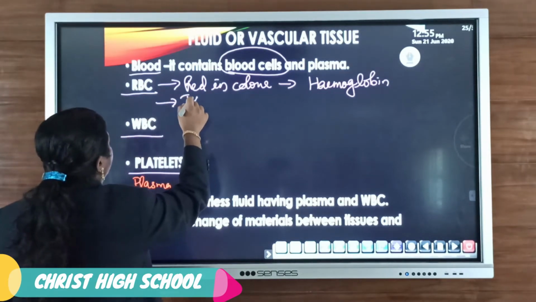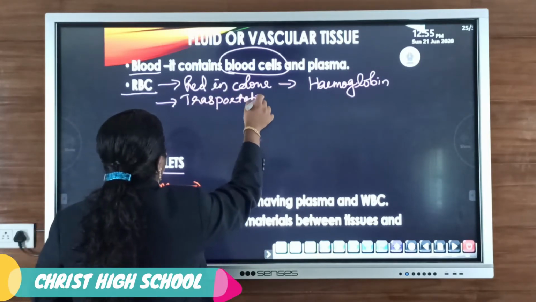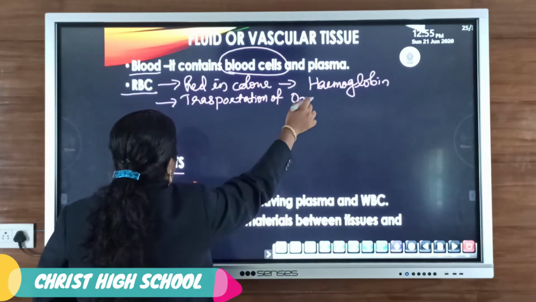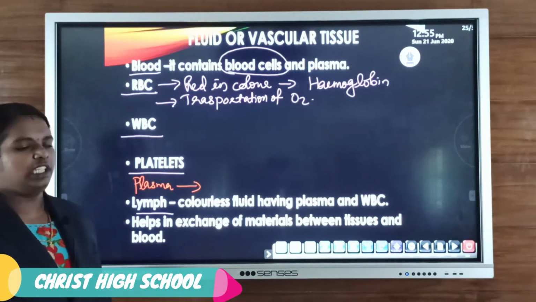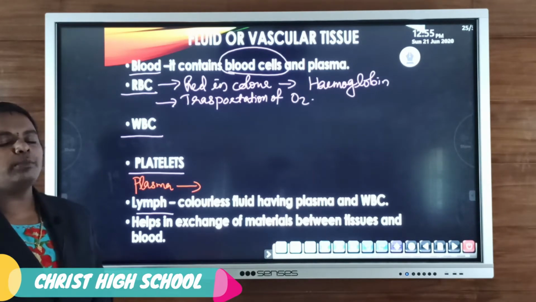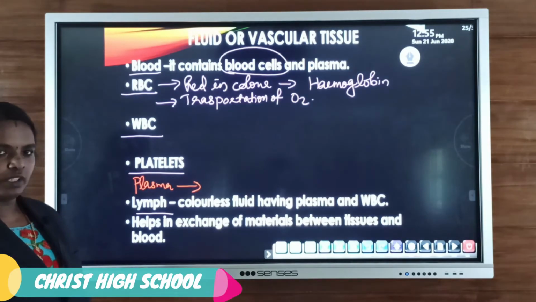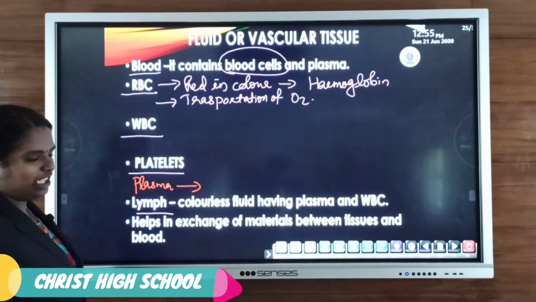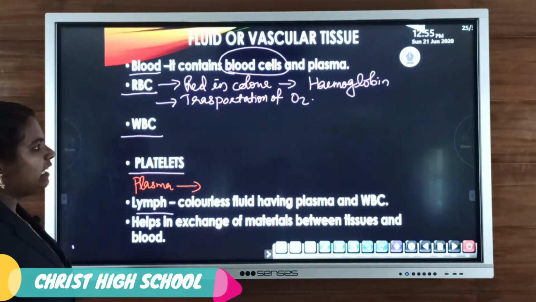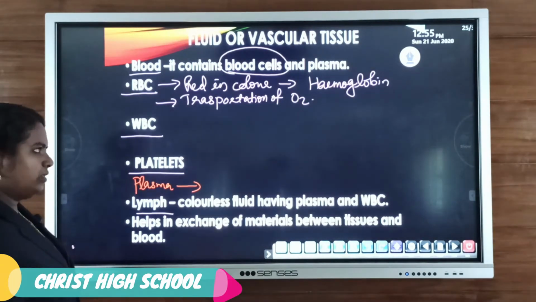Their main function is that they help in the transportation of oxygen. They carry oxygen because oxygen has high affinity towards the hemoglobin molecule. One molecule of hemoglobin can carry 4 molecules of oxygen at a time. So the presence of hemoglobin in RBC makes the transportation of oxygen very efficient. It is red in color due to hemoglobin, and its main function is transportation of oxygen.